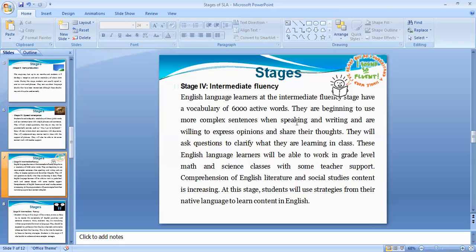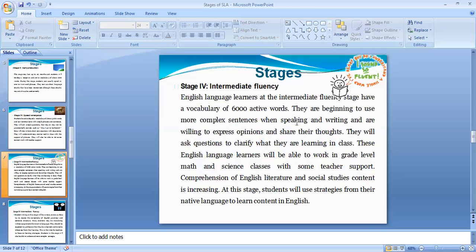In this period of time, the learners can receive 6,000 active words. So here we can say that students have typically developed 6,000 active words. And in this stage, the learners can use complex sentences in their speaking and in their writing.